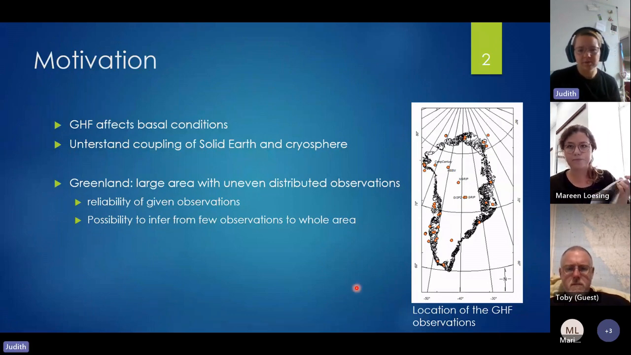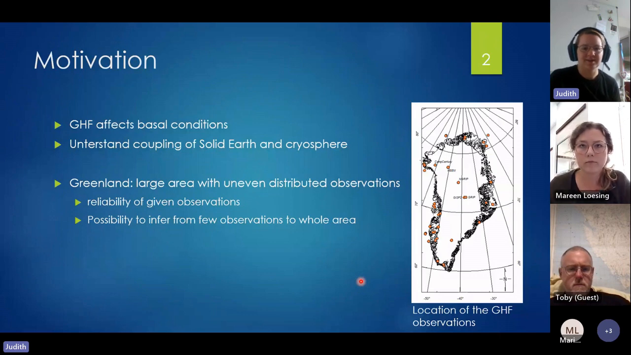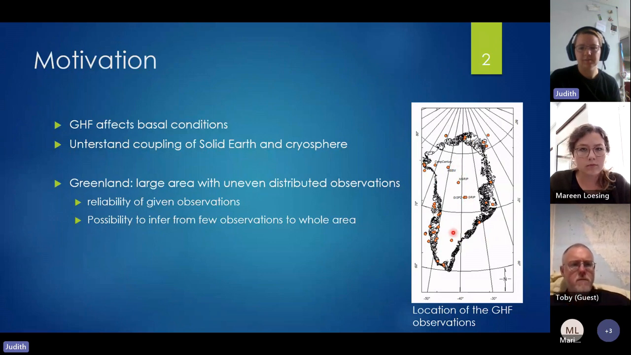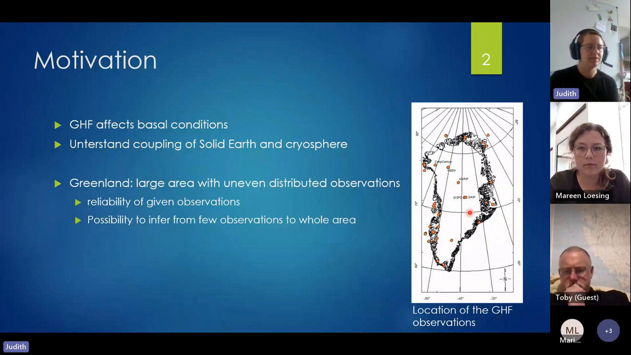And for Greenland, we have the problem that we have a large area with highly unevenly distributed observations, as seen here. We have quite many observations at the coast, but just very few in the inland part, especially where we have ice coverage. But for getting information from these points for the whole of Greenland, we need to be confident in the given observations we have. So that is the first part I will present you.